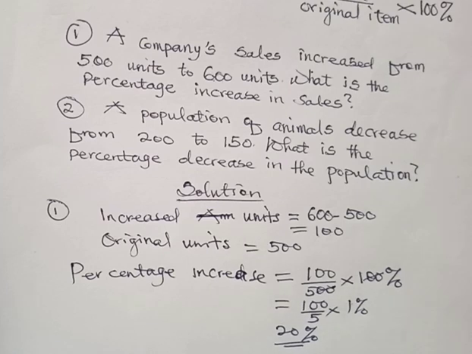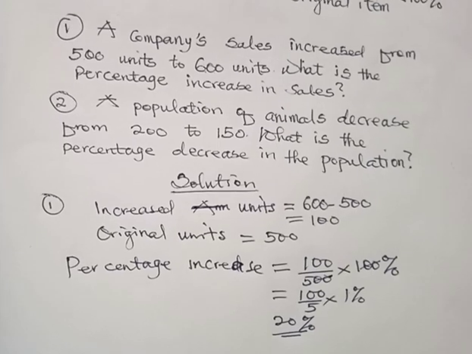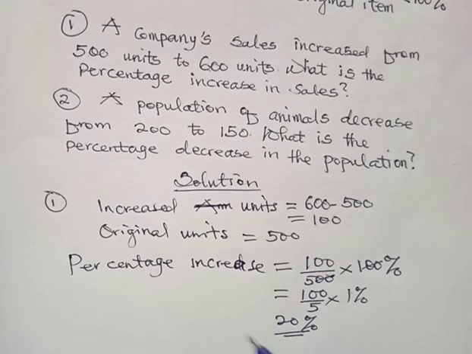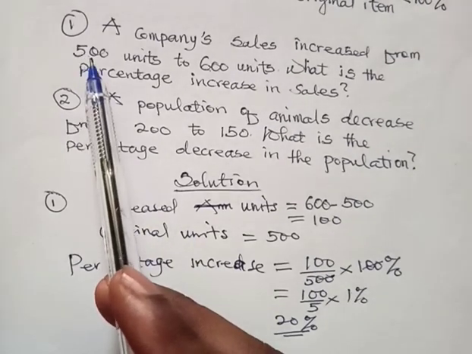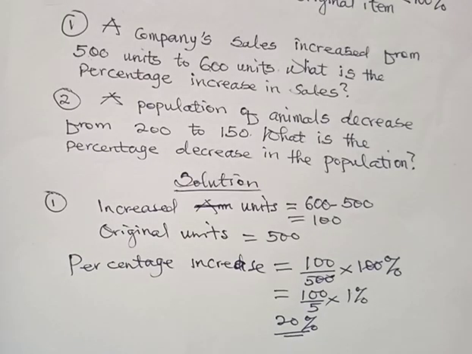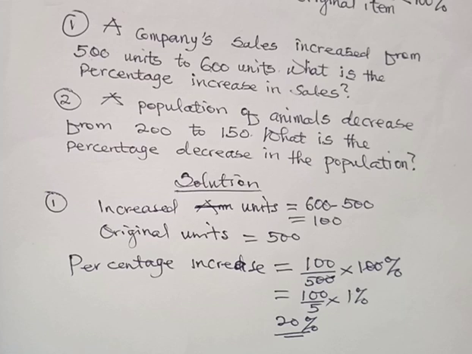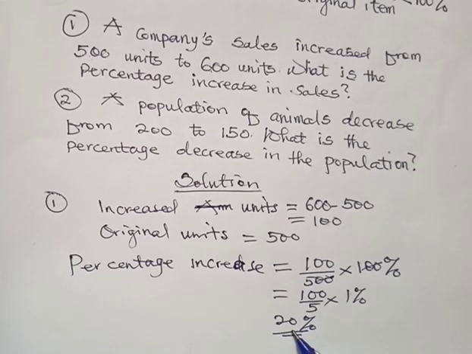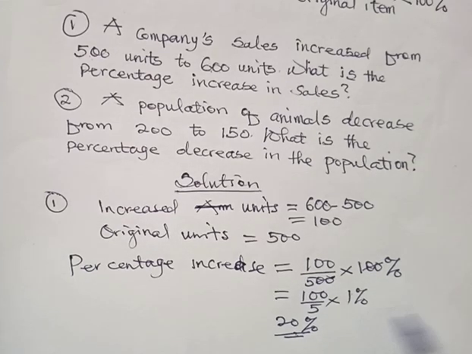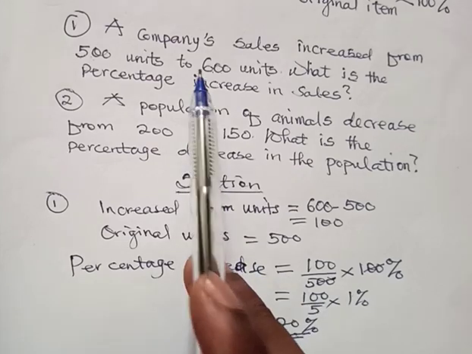So this is what? It means that in terms of percentage, the value, which is 500, has been increased by what? 20%. It has been increased by 20%. That is what it means. Okay, so when 500 is increased by 20%, that means it's going to get what?